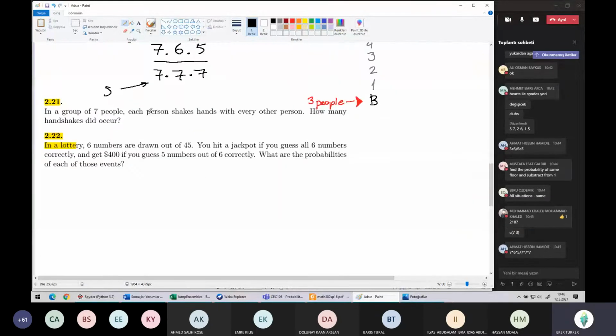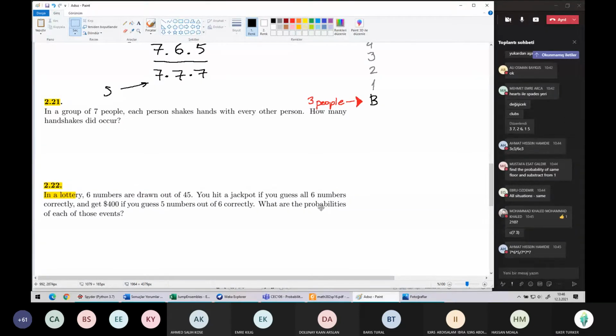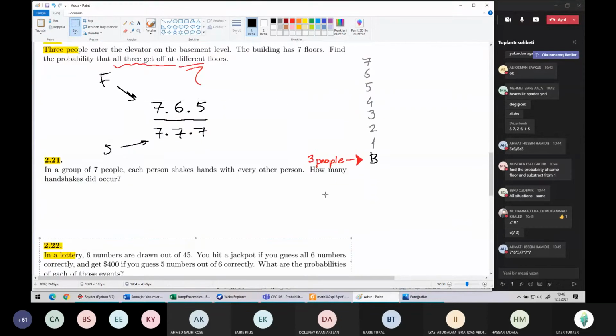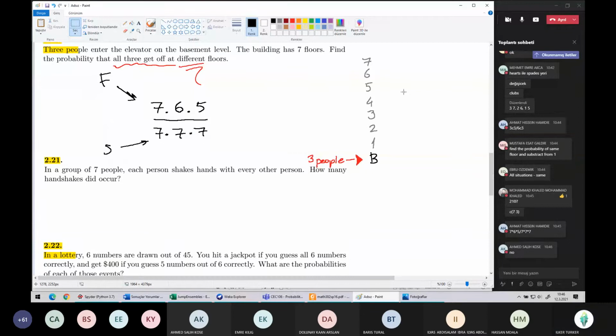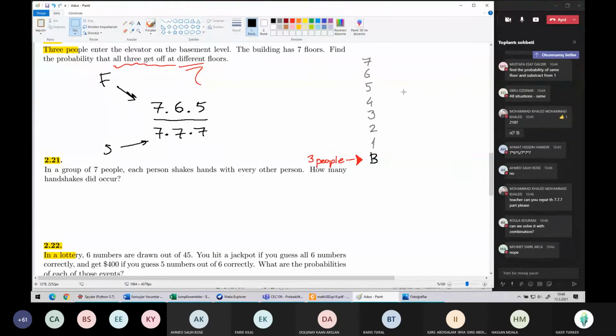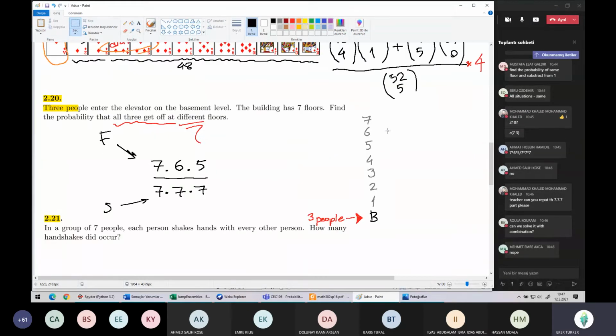Any problem? Any problem about it? Can we solve it with combination? Combination. Let me check it.